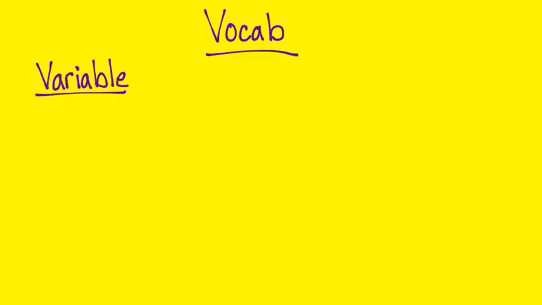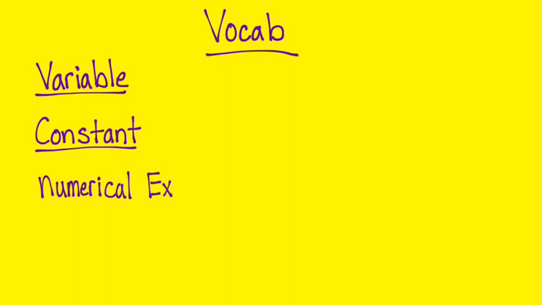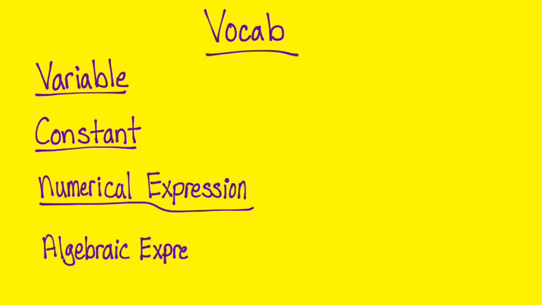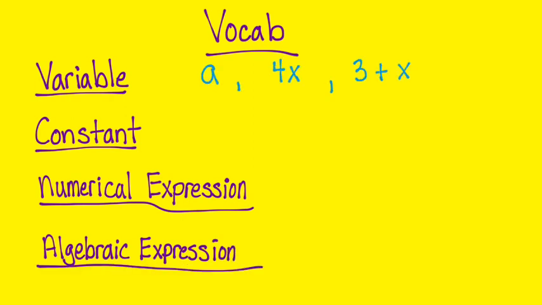So first we went over vocabulary. Variables, constants, numerical expressions, and then of course algebraic expressions. So a variable is just the letter. It represents some unknown value, something like a could be elephants, and a could be apples, or a could be 81, right?